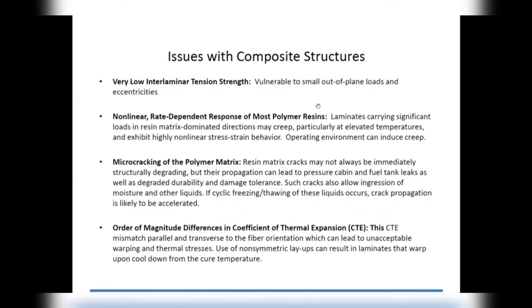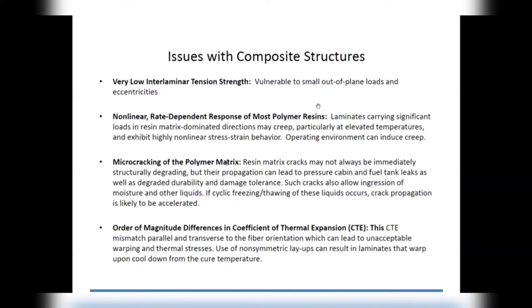But for example, I first want to talk about the issues with composite structures. One of the things that you see is that composite structures, unlike metals, will have a low interlaminar tension strength in general, about, say, 3,000 psi to 8,000 psi, fairly low. And so if you have load eccentricities and out-of-plane loads, it could lead to some delaminations. This can also happen when you have stacking sequences that have too many plies at a given angle. That can cause residual stresses that can decrease the effective interlaminar strength capability.